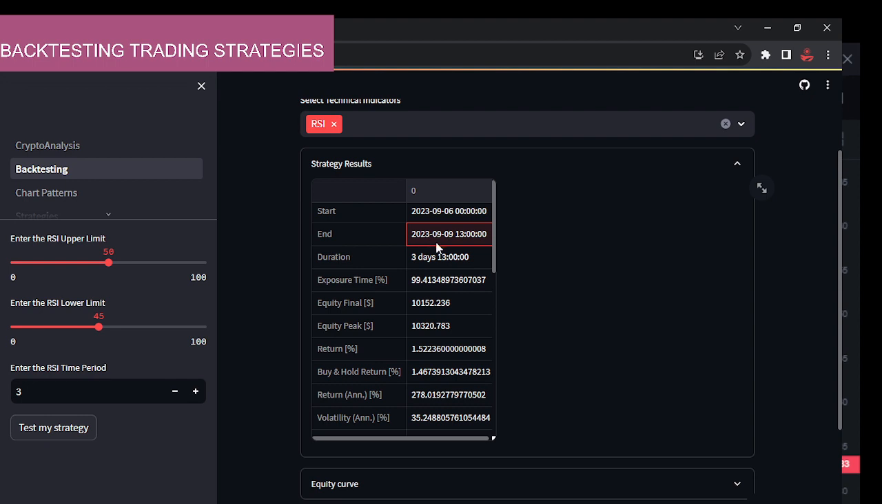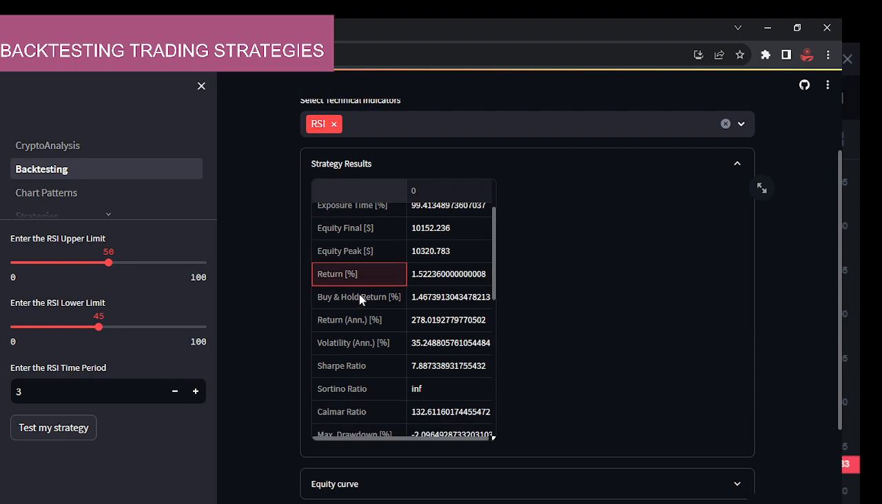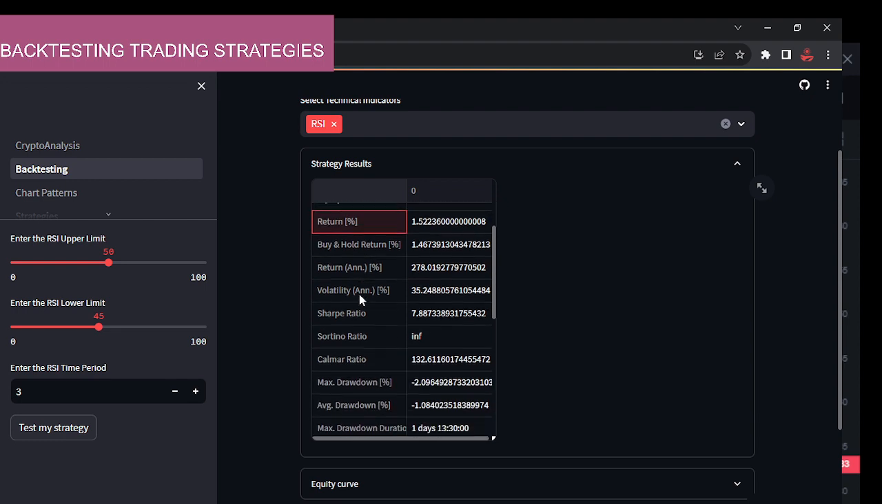The last trade will give you this particular value. The equity peak gives you the highest point of your trading strategy. Another thing is the return. The return is what your trading strategy is giving you in terms of a percentage, which in my case is actually better than the buy and hold return.